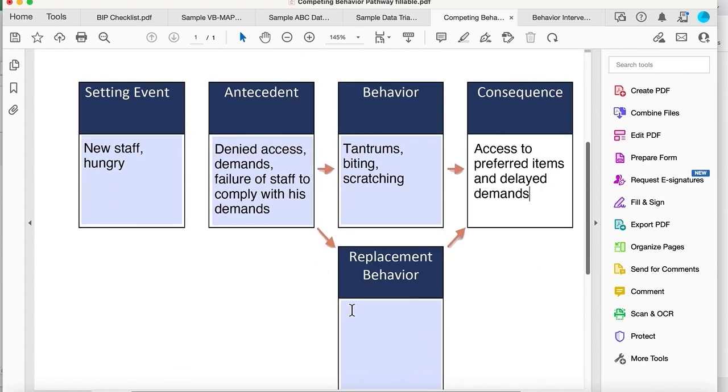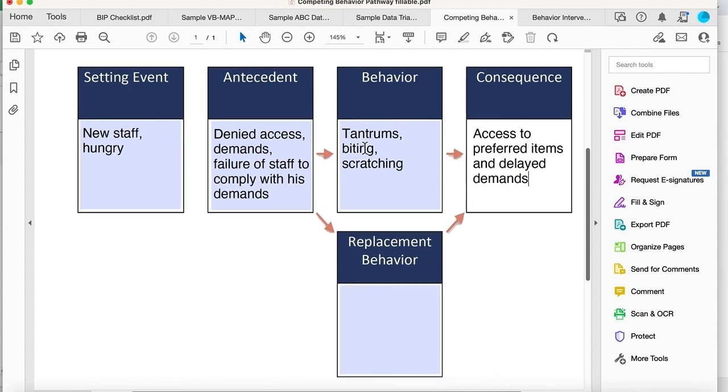Our next step is to identify the replacement behavior. Christian, when he's denied access to his favorite items or activities, and when staff place demands, or when they fail to comply with his demands, engages in tantrums in order to access preferred items and delay those demands. How, when these things come up, will we help him get to these consequences? We're going to use FCT because we want him to be able to ask for what it is that he wants. Access to preferred items and delayed demands.